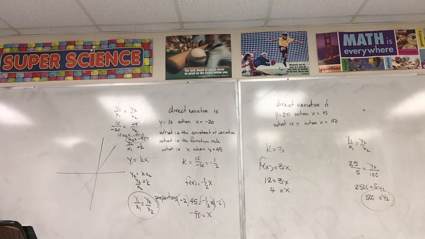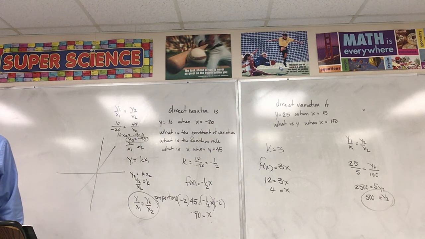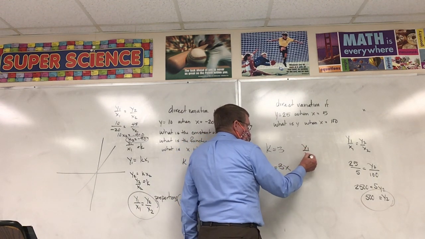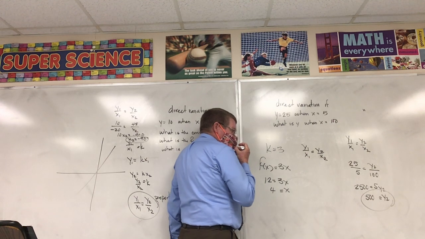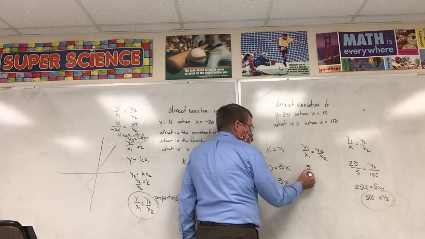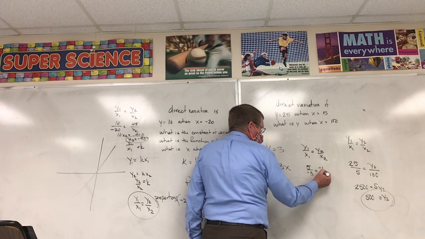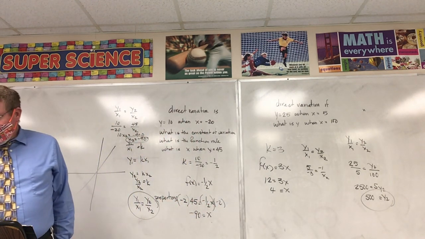Number 22, we use the proportion method. If y equals 5 when x equals negative 3, find x when y equals negative 1. I'm going to go y1 over x1 equals y2 over x2. What's y1? What's x1? What's y2? And I'm looking for x2. Okay?